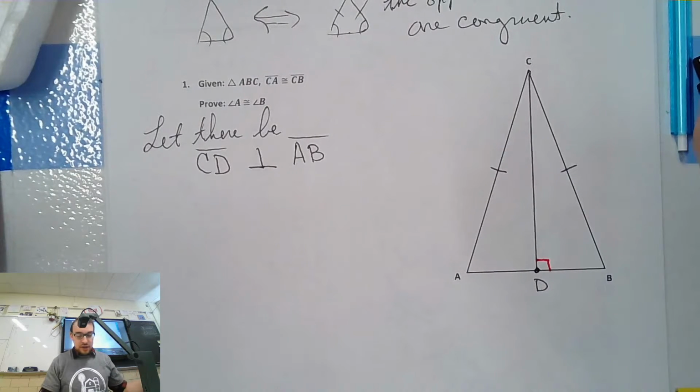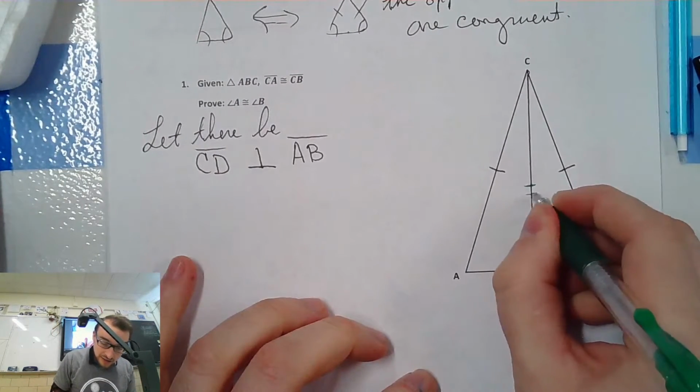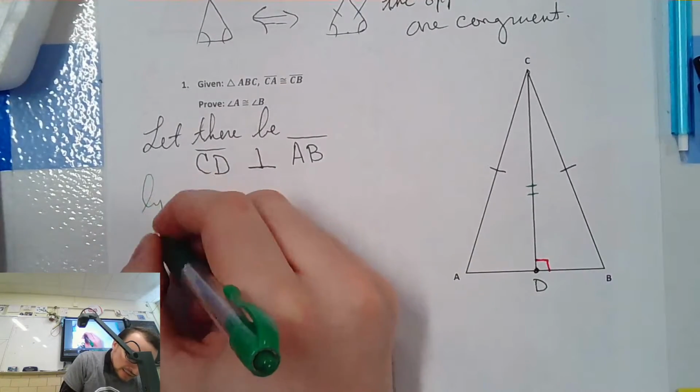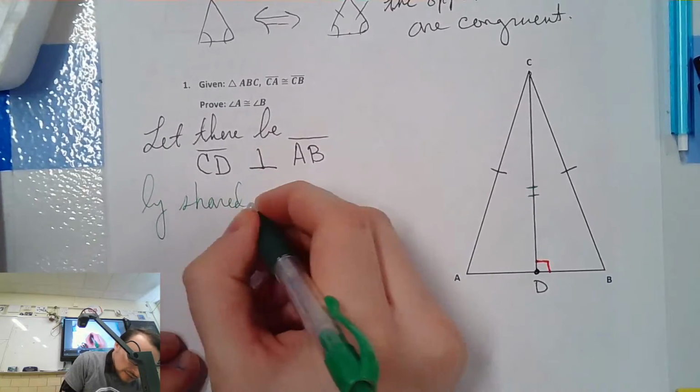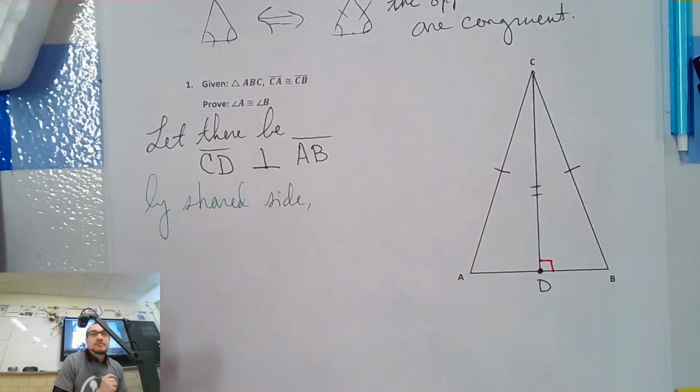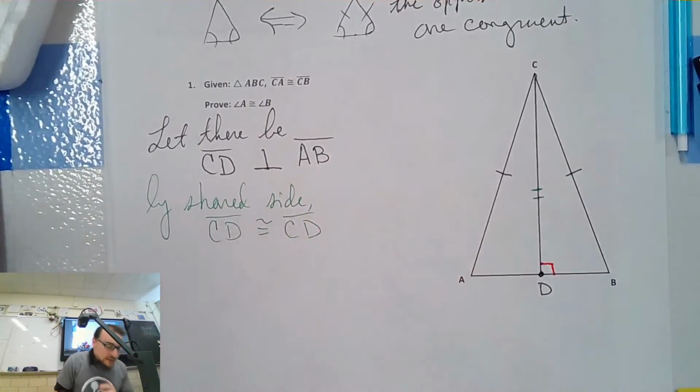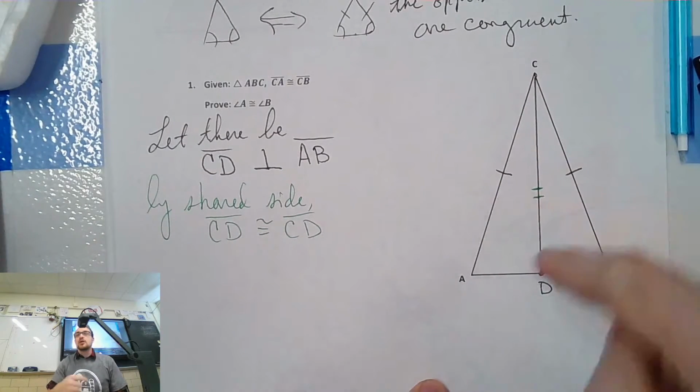Shared angles? What do you mean shared angles? Shared side. Yeah. Right here is shared between both triangles. So I'm going to write that. By shared side, that's a postulate. By shared side, CD is congruent to CD. CD is congruent to itself. It's the same for both triangles.